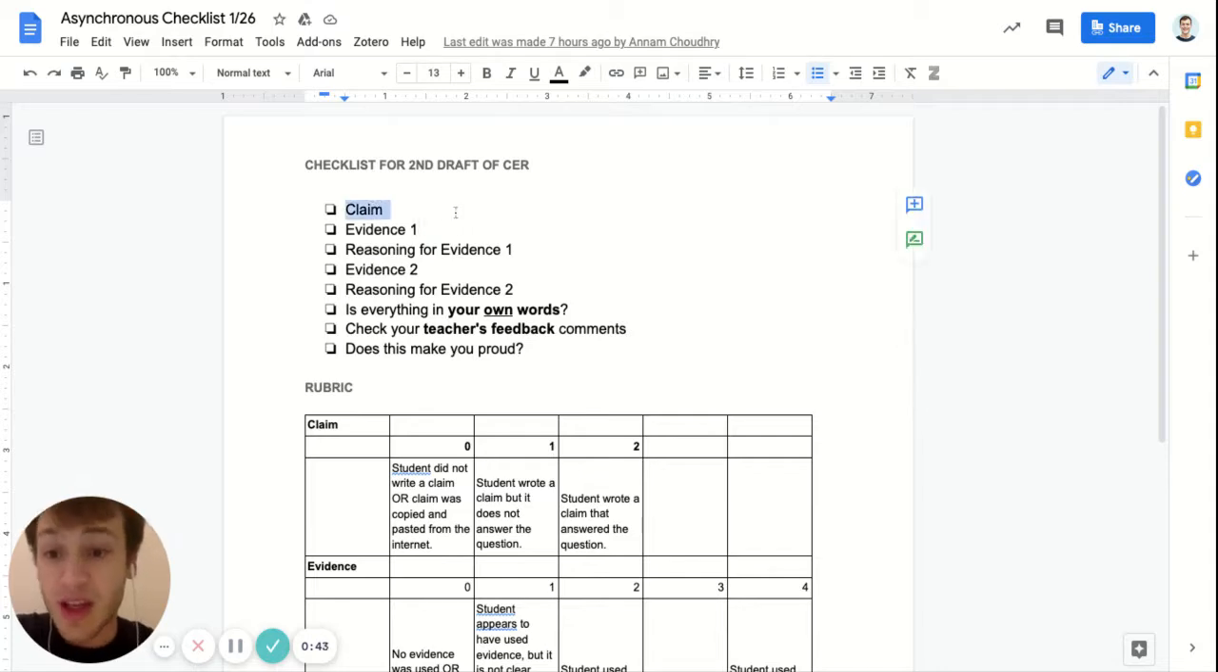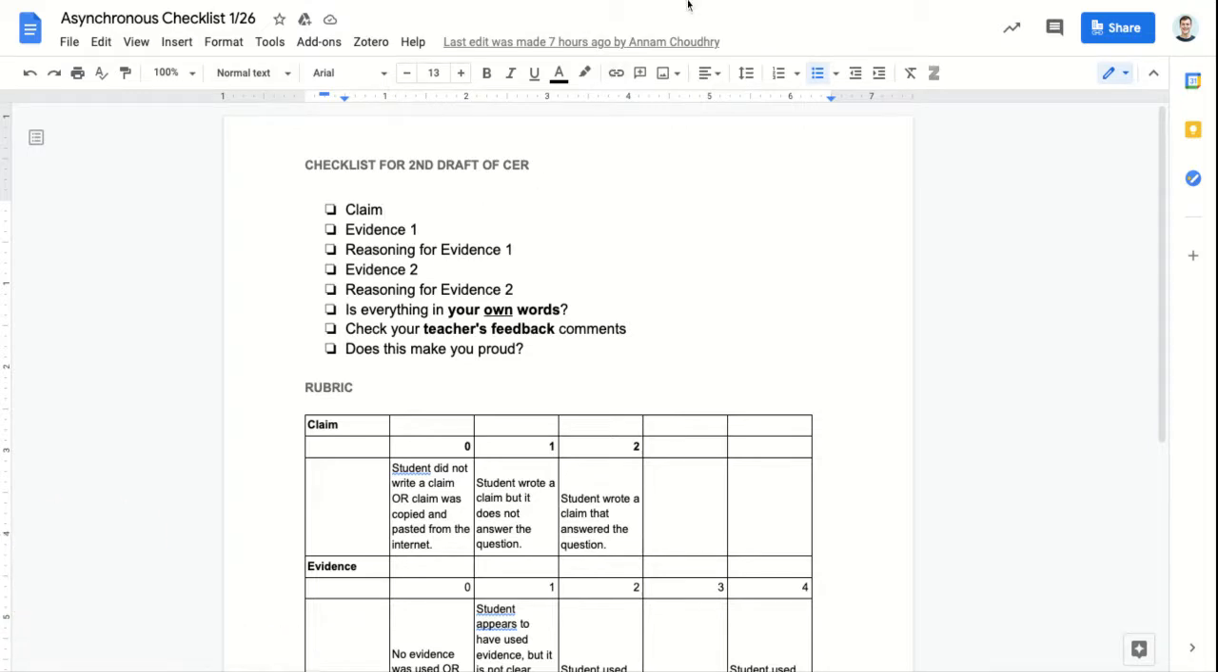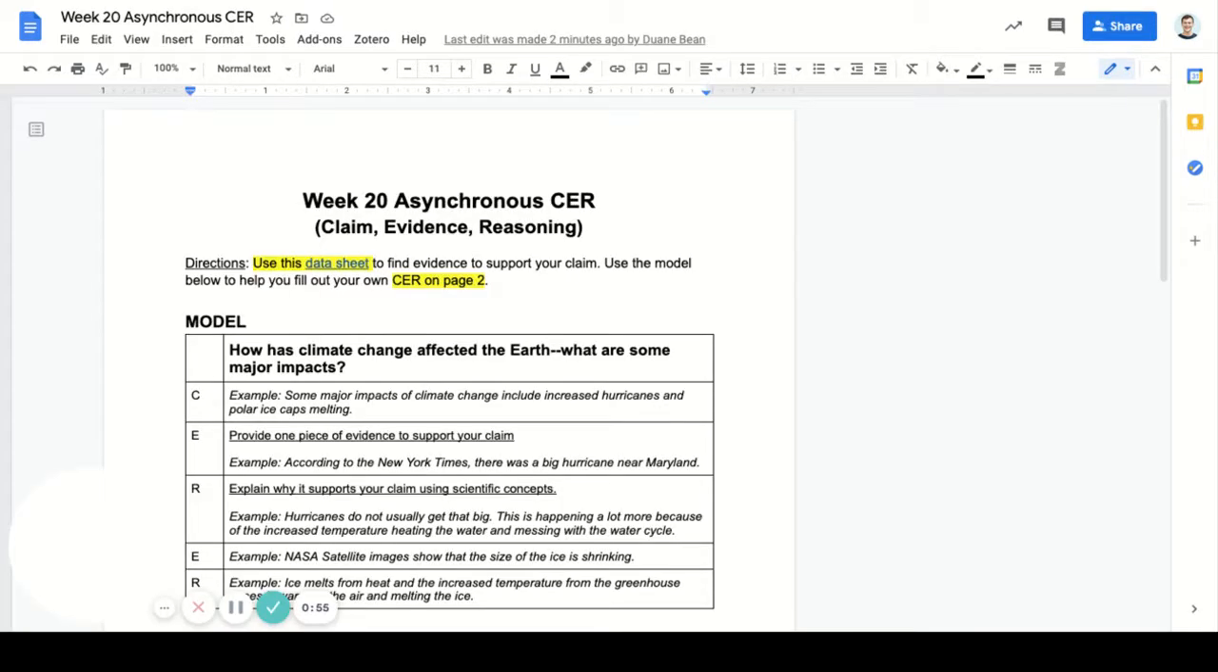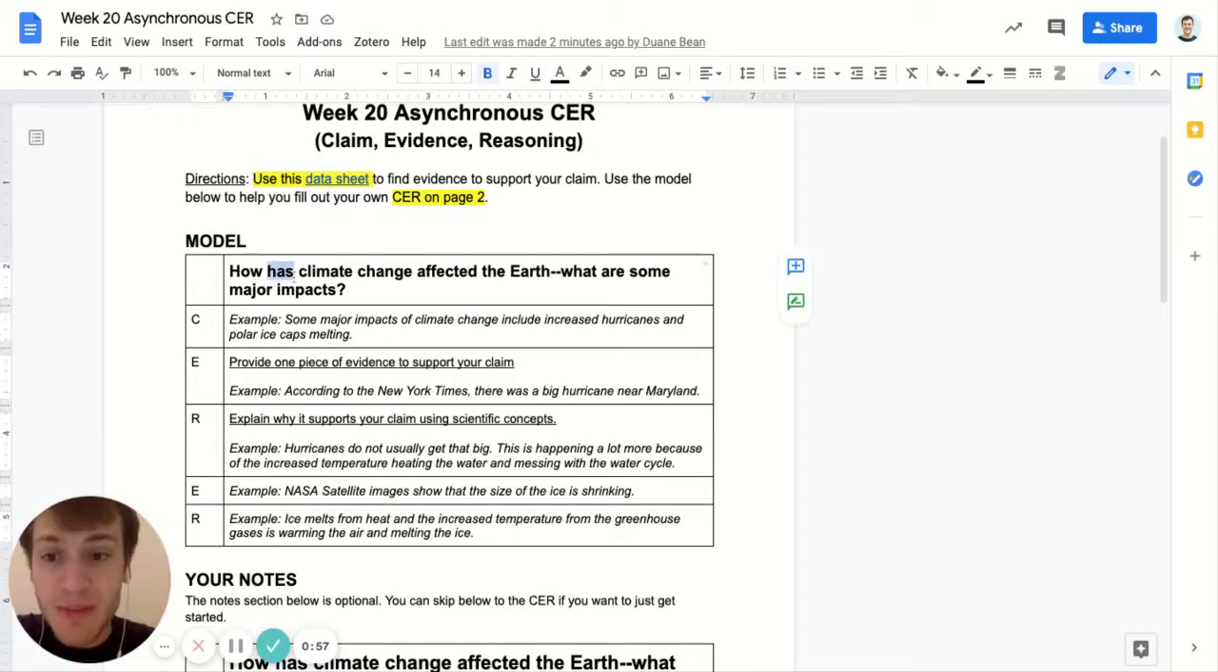So the first thing you're going to check is, do I have a claim? Does my claim answer the question that is asked? And again, the question that is asked is, how has climate change affected the Earth? What are some major impacts?